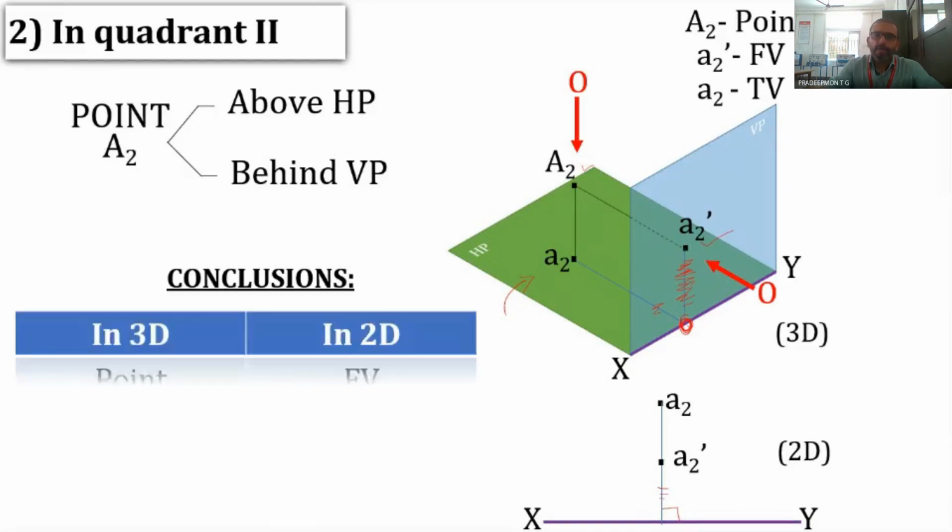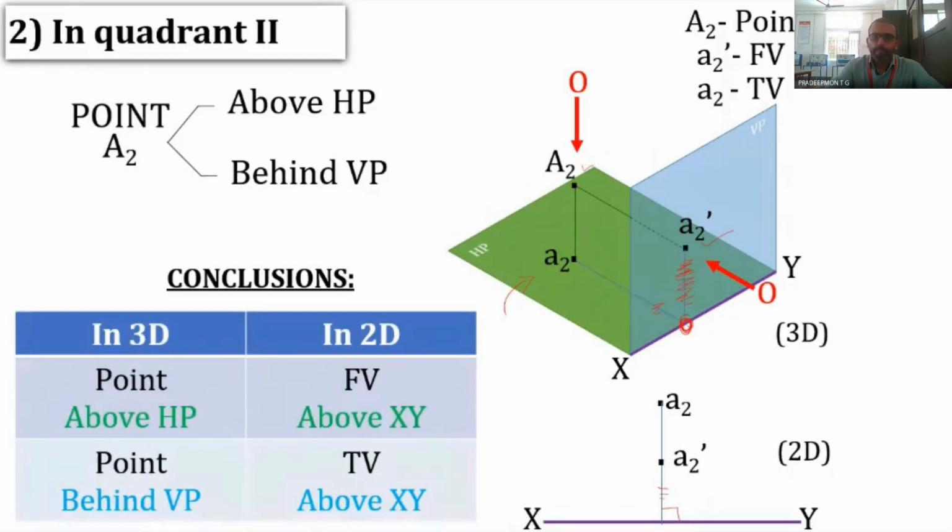Now, the conclusion from this one is that if the point is above HP, the front view is above XY. So this A2 dash is the front view, and it is above the XY line. And if the point is behind VP, the top view is also above the XY line. So this A2, the top view, is also above the XY line. This happens because we rotate the horizontal plane 90 degrees clockwise, not anti-clockwise. We always rotate it 90 degrees clockwise.